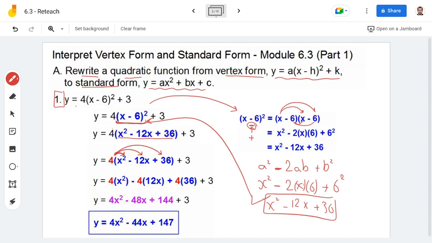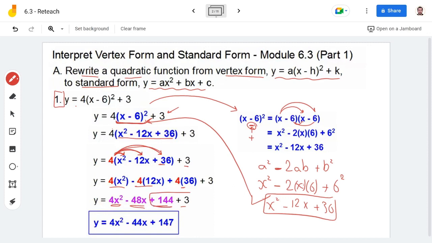So I multiply 4 times x squared, 4x squared, 4 times negative 12x, and 4 times 36, and don't forget the 3, which comes from the question itself. Okay, now simplify. So 4x squared minus 48x plus 44 plus 3. So now combine the like terms.